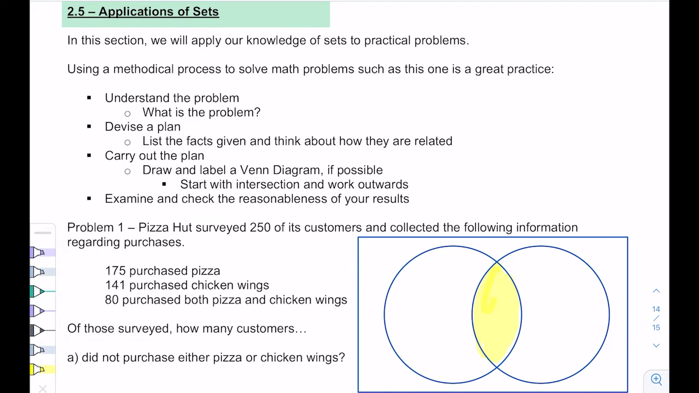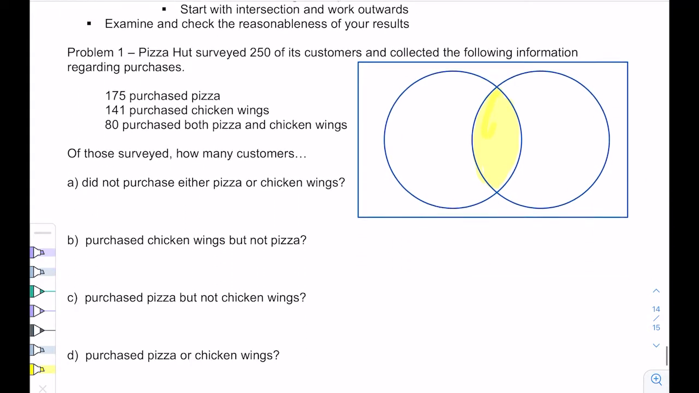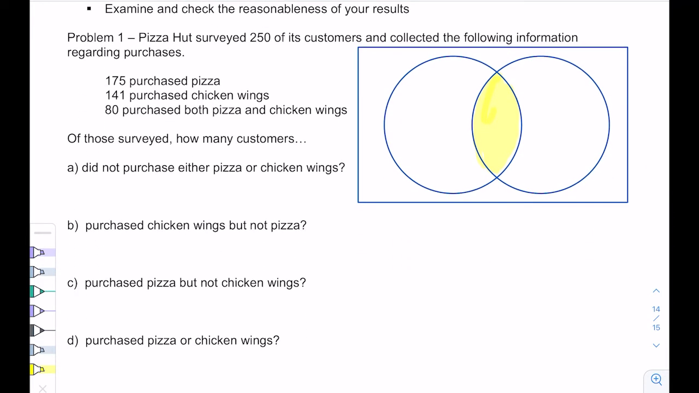And then we want to examine our answer and check to make sure it's reasonable. The answer you get isn't always going to be correct. So you want to think about does this answer make sense before you write down your final answer. So let's look at the first problem here. And I'll let you all pause and read it to yourself and read it a couple times. Look at the questions that you're trying to answer and think about how you're going to apply this problem to the Venn diagram.